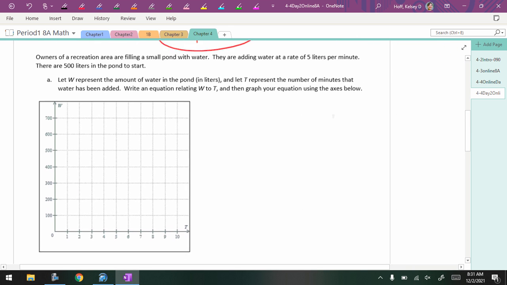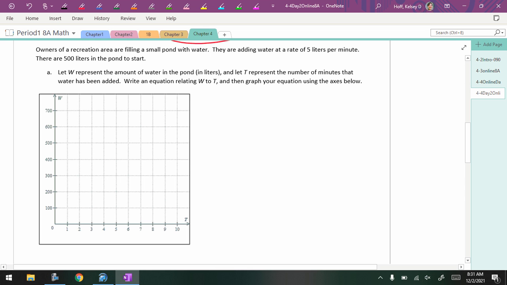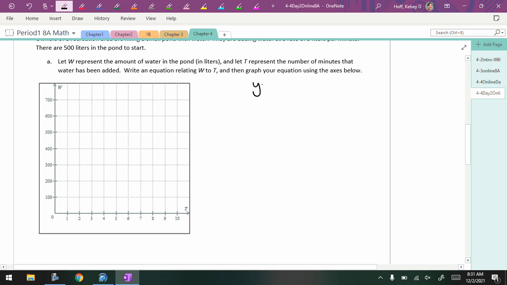Owners of a recreation area are filling a small pond with water. They are adding water at a rate of 5 liters per minute. There are 500 liters in the pond to start. Let W represent the amount of water in the pond. Let T represent the number of minutes that the water has been added. Write an equation relating W to T, and then graph your equation using the axes below. Okay, we start with y equals mx plus b.